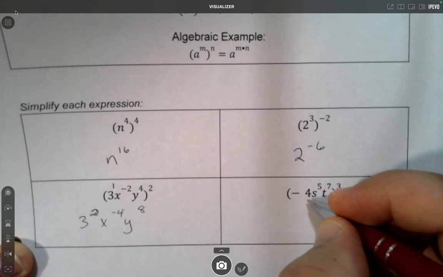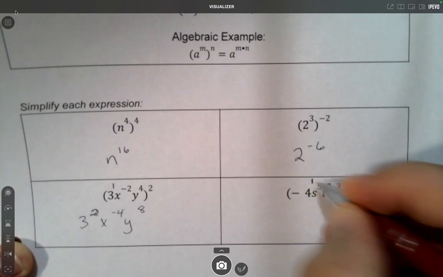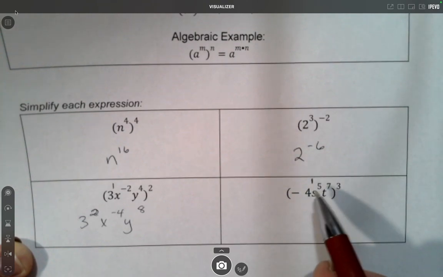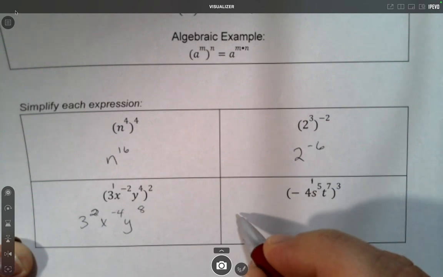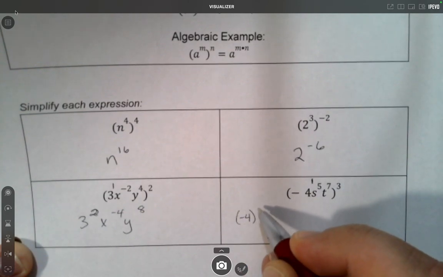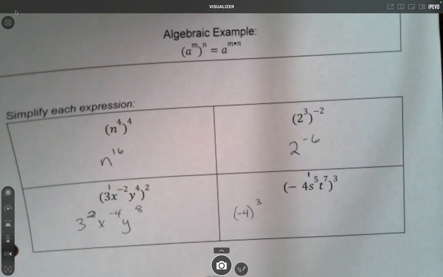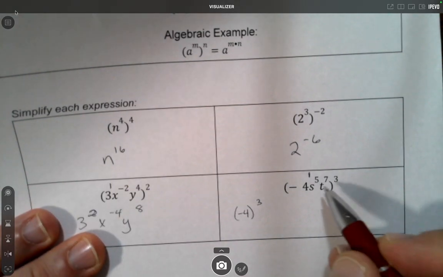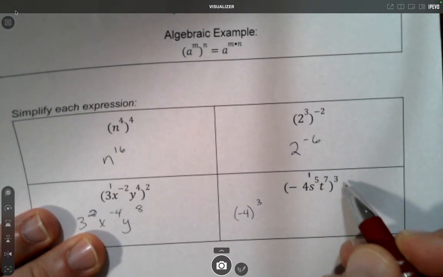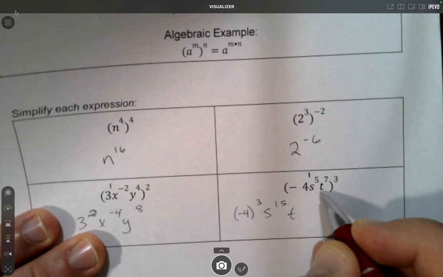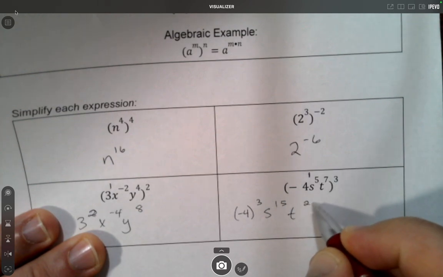Again, with the coefficient, if you want to, write an exponent of 1. To help you remember that we also raise the negative 4 to the 3rd power. 1 times 3 is 3. And because it's a negative number, we want to leave it in parentheses. That's important with negative numbers and exponents. You want to leave the negative number in parentheses. For the s, 5 times 3 is 15. For the t, 7 times 3 is 21.